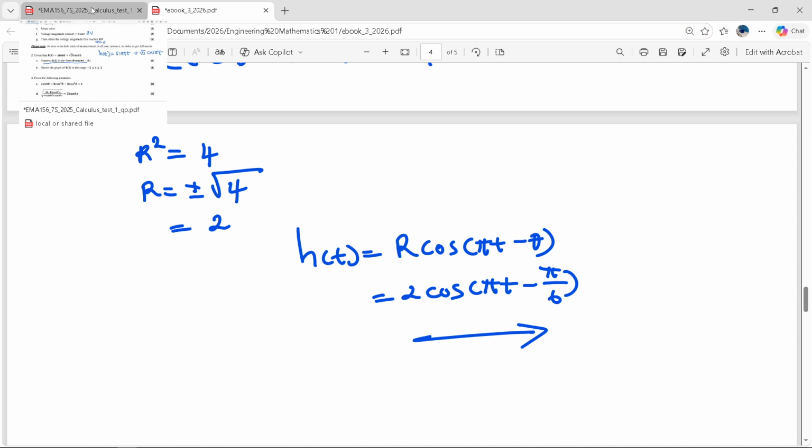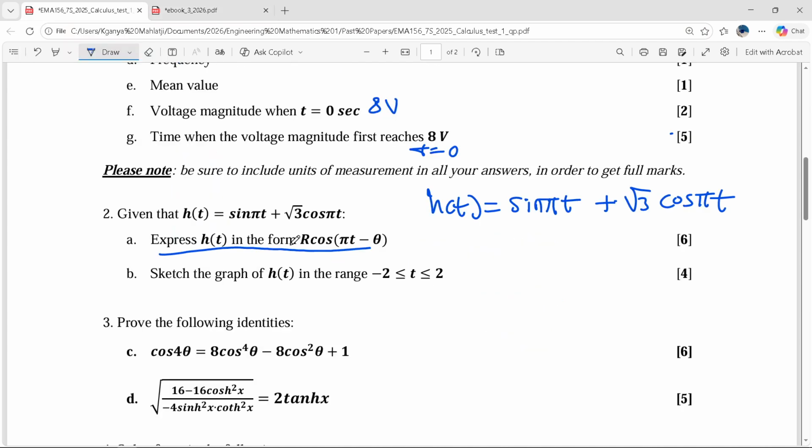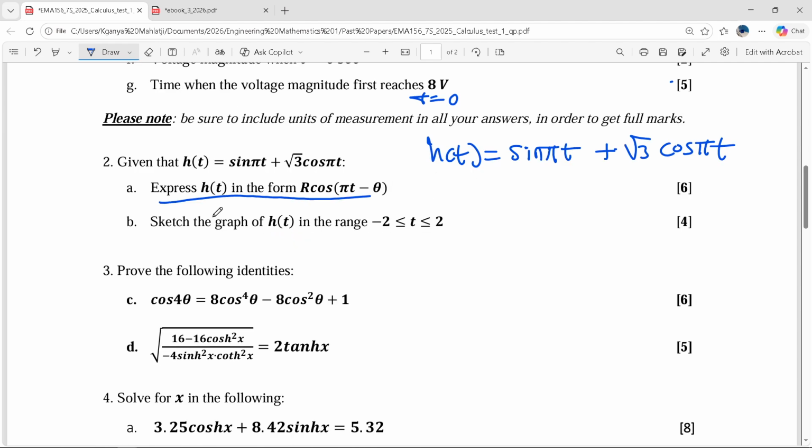Then let's continue. Sketch. I think this one of sketching, we can skip it. We want to focus on more interesting questions. Yeah, I think we can skip it.